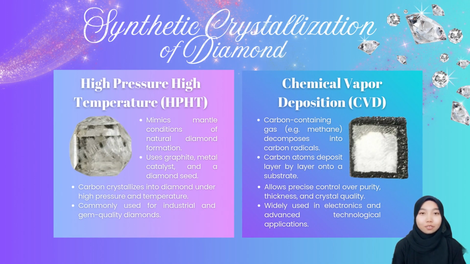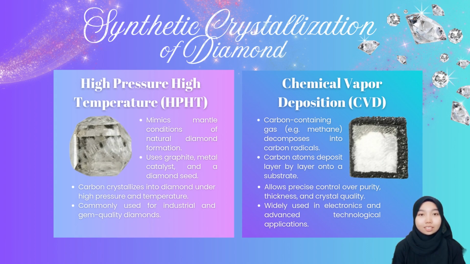Synthetic crystallization of diamond. Synthetic diamond can be formed using two main methods. The first method is high pressure, high temperature, HPHT. This method mimics the mantle conditions of natural diamond formation. It uses graphite, a metal catalyst, and a diamond seed. Under high pressure and high temperature, carbon crystallizes into diamond. This method is commonly used for industrial diamonds and gem quality diamonds.